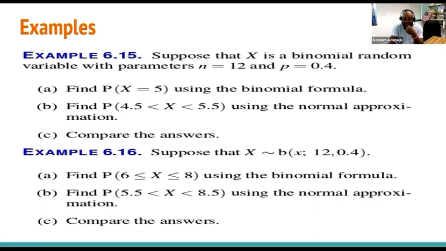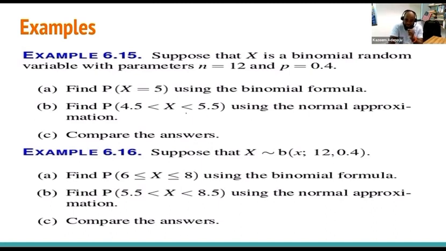But if you take a look at this now, the probability of X lying between 4.5 and 5.5, that cannot be done with the binomial. You know why? Because binomial is a discrete random variable. You cannot have something like 4.5 or 5.5. In this kind of situation, the normal approximation can be called to come and answer the question. Okay, take a look at all of that.